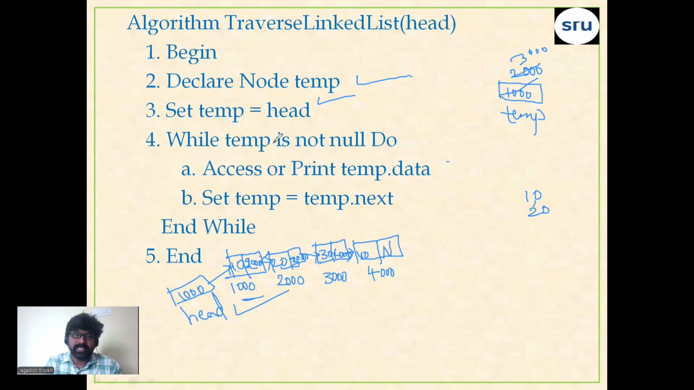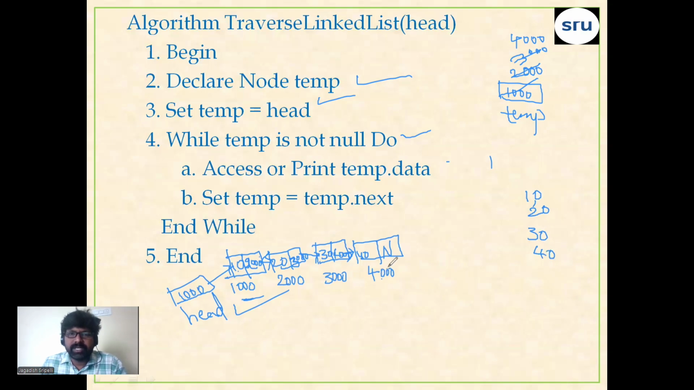You can check here. Temp is not null. 3000 is not null. Yes, correct. Temp data means 3000's data is what? 30. 30 we are printing. Next, temp equals temp next. 3000's next is what? 4000. 4000 is not null. Yes. Print temp data. So 4000's data is what? 40. 40 we are printing.